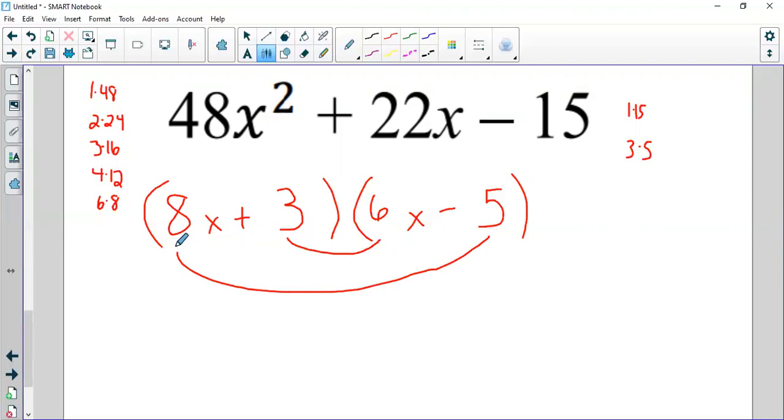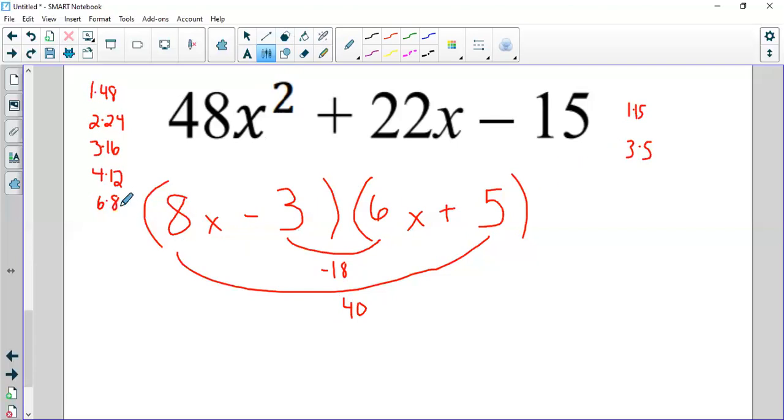All right, let's check my outer and my inner. 8 and negative 5 gives me negative 40. 3 and 6 gives me positive 18. Oh, what's that give me? It gives me negative 22. But I'm trying to get positive 22. Okay, so my plus has to become a minus, and my minus has to become a plus. Double check to make sure you're good now. 8 times positive 5 is positive 40, and negative 3 times 6 is negative 18. And now it gives me a positive 22x, and there's my answer.